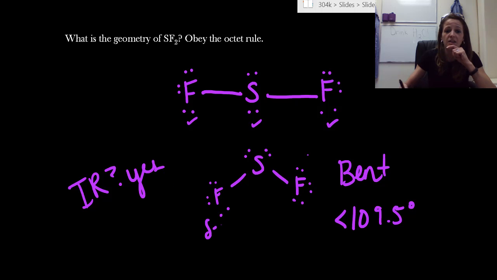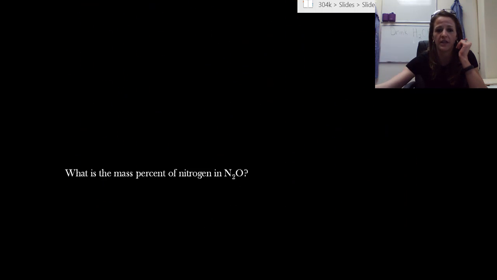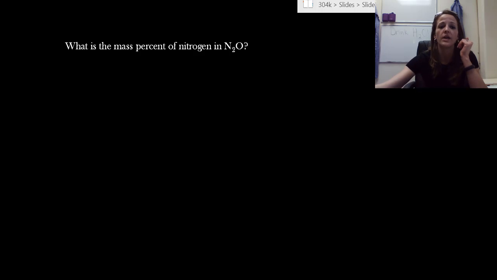We have a negative side here on our fluorines, we have a positive side over here. If we were to apply IR radiation, we could definitely get some bending, some stretching. We very, very clearly absorb IR radiation. All right, so now we have one more question after this, so let's see if we can find it. Here we go. What is the mass percent of nitrogen in N2O?